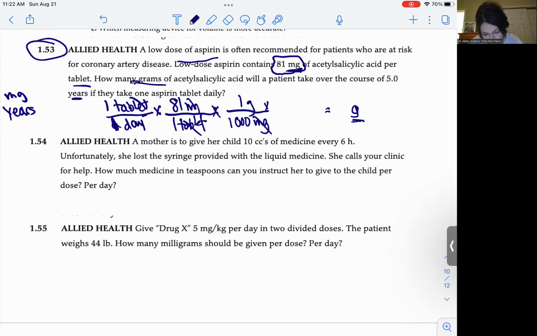So let's make it simple. Go with 1 year, which is how many days? So we have still days over here, 365 days. Okay. And then we're going to multiply that by 5 in the end. 5 what? Years. So years cancel out. You do your multiplication and you get 150 grams. Okay, that's how many grams that patient is going to take over the course of 5 years. So that's how much low dose aspirin. Now let's move on to the next one.